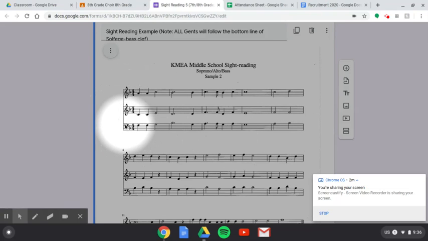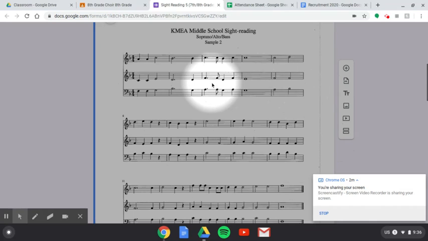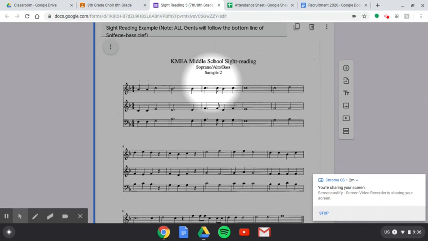All the gentlemen are following the bass clef here, this one line all together. All the altos are on this line right here, and all the sopranos here. And again, this is just for seventh and eighth grade. Sixth grade, you have a different example, but what I'm going to talk about still applies to you.